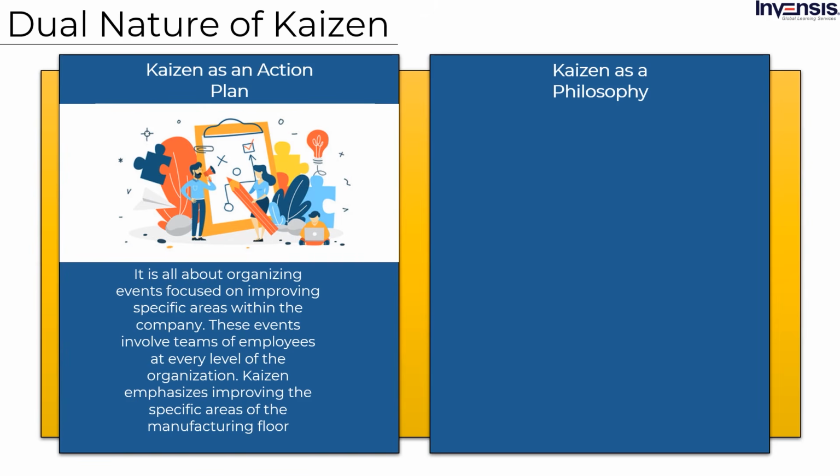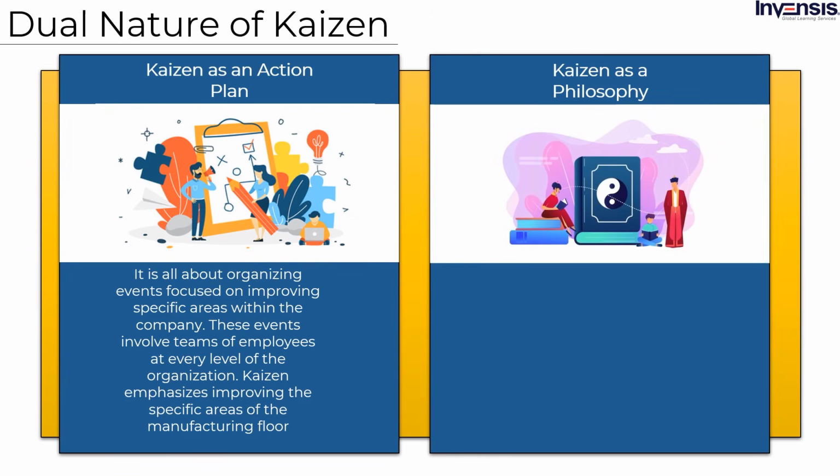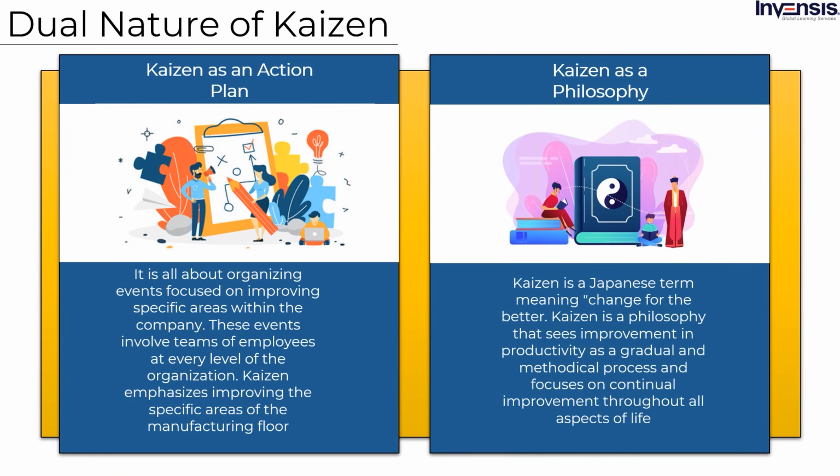Kaizen works hand in hand with standardized work also. Standardized work captures the current best practices for a process, and Kaizen aims to find improvements for those processes. Next, Kaizen is a philosophy. Kaizen is a philosophy that sees improvement in productivity as a gradual and methodical process and focuses on continual improvement throughout all aspects of life.